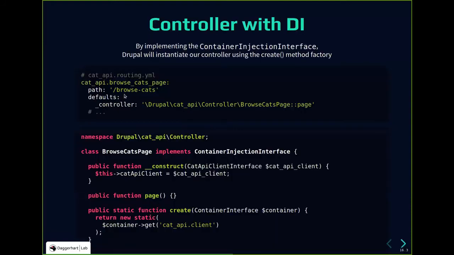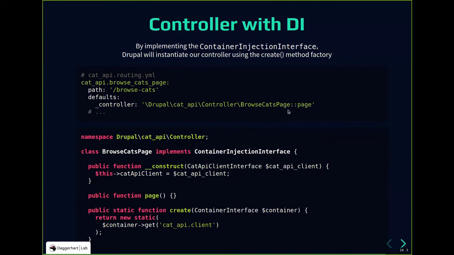Thank you for bringing that up. So what Drupal is doing is saying that anybody that hits this URL gets served the results of the page method on browse cats page. The order of operation though is that someone visits this URL, and Drupal says, do I have that controller constructed yet? Oh, I don't. So first things first, I need a copy of the browse cats page controller.